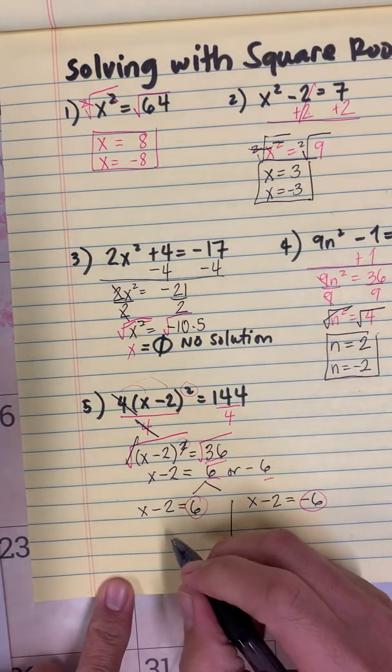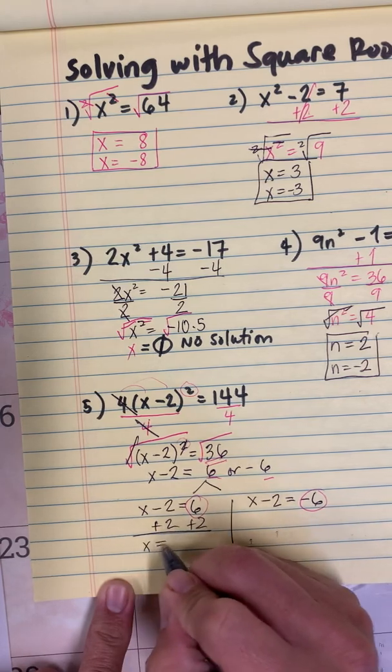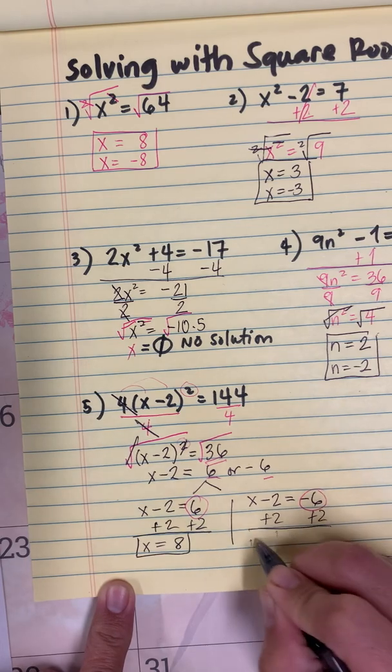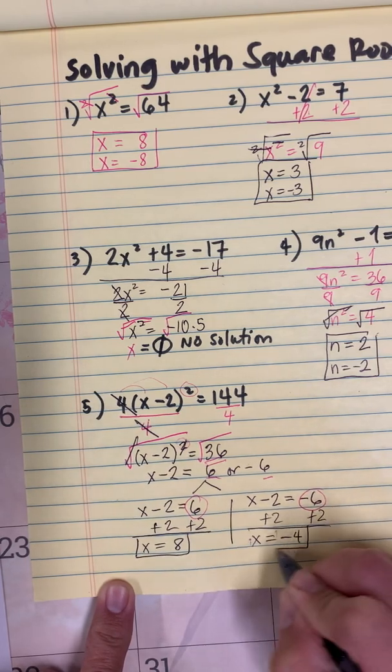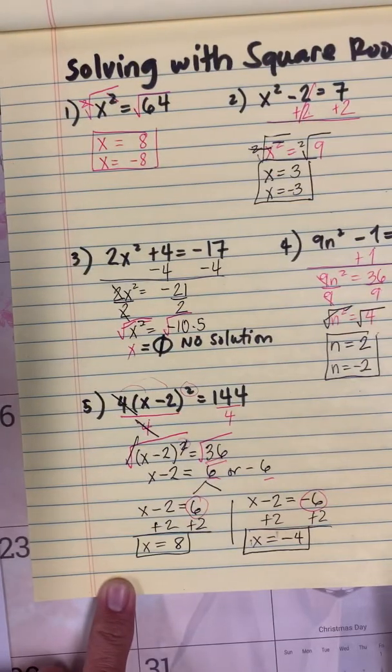Solve them separately. Add 2, x equals 8. Add 2, x equals negative 4. And those two are the answers.